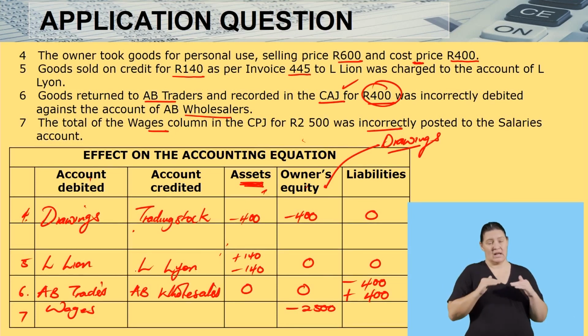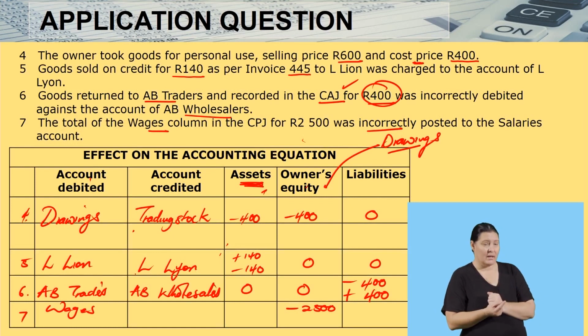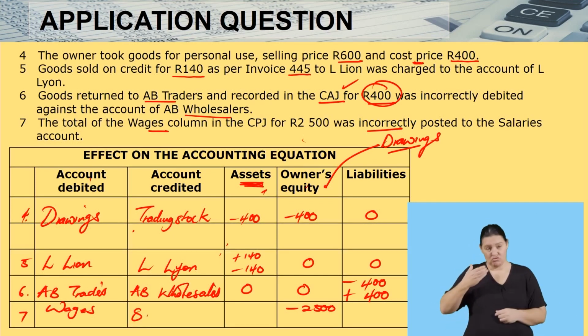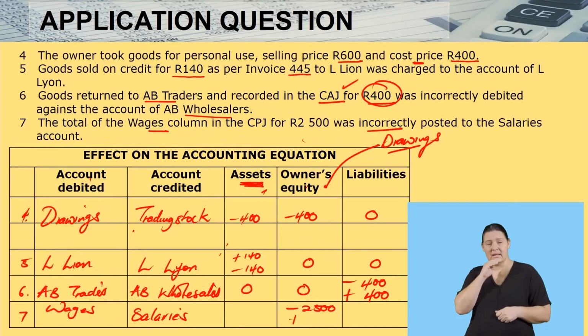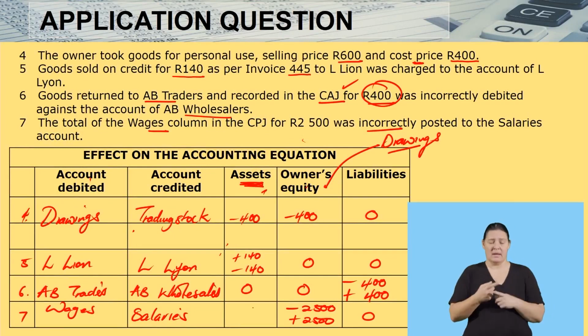And what had happened, we had debited salaries. And to correct that, we now need to credit our salaries. So once we're crediting our salaries, remember this is an expense. Once you credit your salaries, which is an expense, you are decreasing an expense, thereby you are increasing your owner's equity, plus 2,500. There will be no effect on liabilities and no effect on your assets.